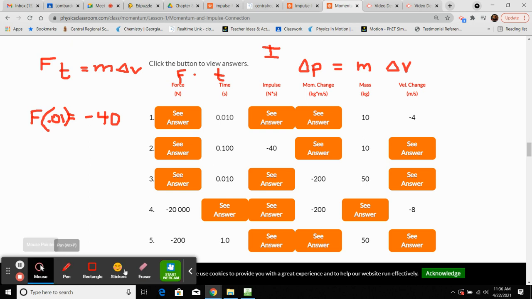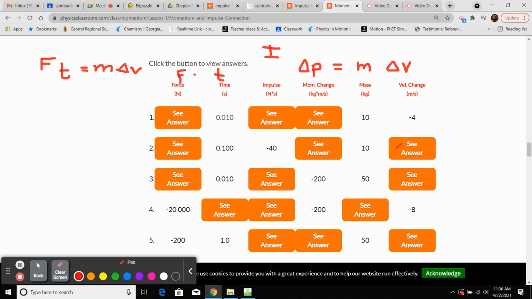I don't want to actually do all of that. I want to erase just this one. Okay, so the next one. I'm not given mass. Oh, I am given mass, but I'm not given velocity change. I'm given impulse. So again, impulse and change of momentum equal each other. So this should be negative 40 kilogram meters per second. Let's check.